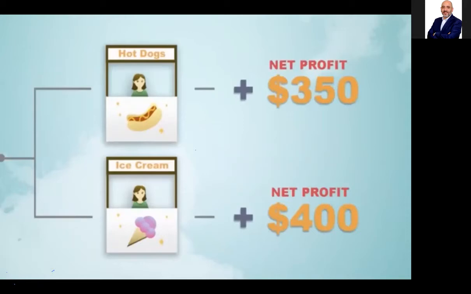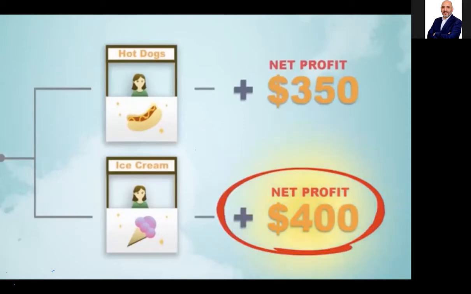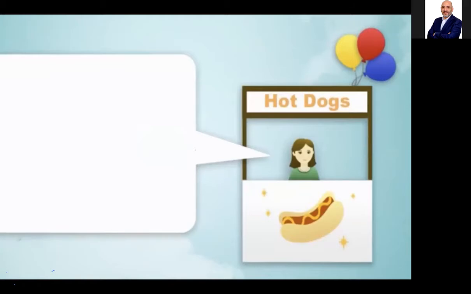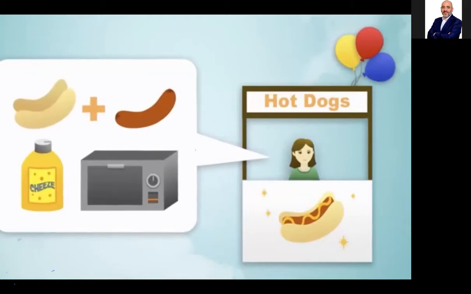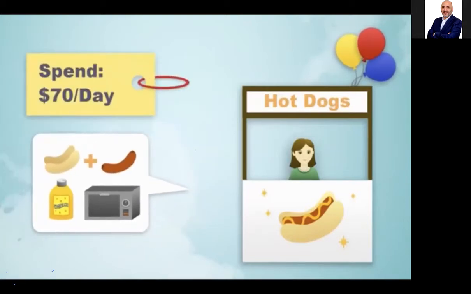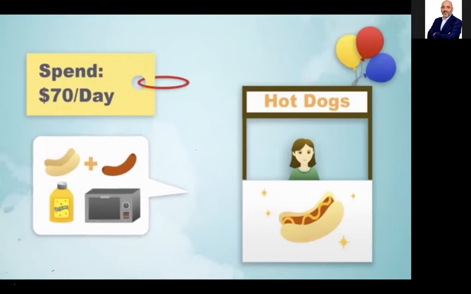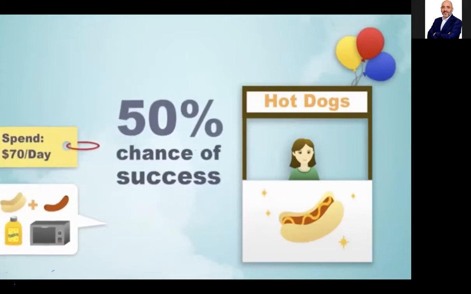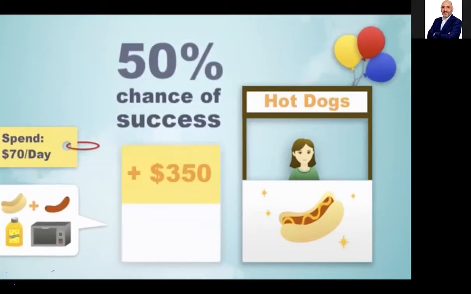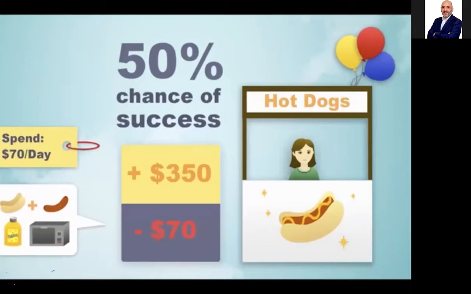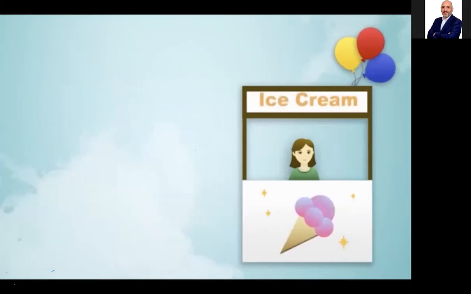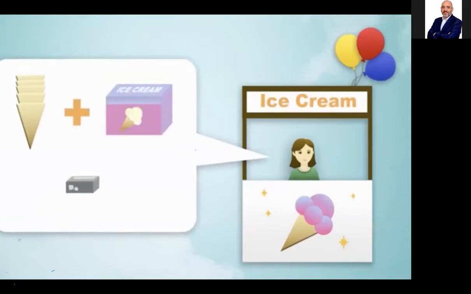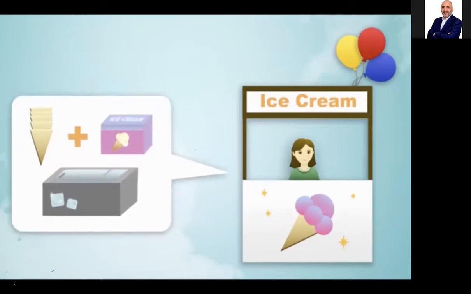In this scenario, the answer is obviously the ice cream stand. But life is a little more complicated than that. For the hot dog stand, you'll need to buy supplies like buns, hot dogs, condiments, and a warmer. Let's say you spend $70 a day on supplies. And to keep it simple, let's say your stand has a 50-50 chance of success. If it succeeds, you'll earn $350. And if it fails, you'll lose $70 due to the cost of supplies. For the ice cream stand, you'll need cones, ice cream, and a freezer. Let's say you spend $100 a day.